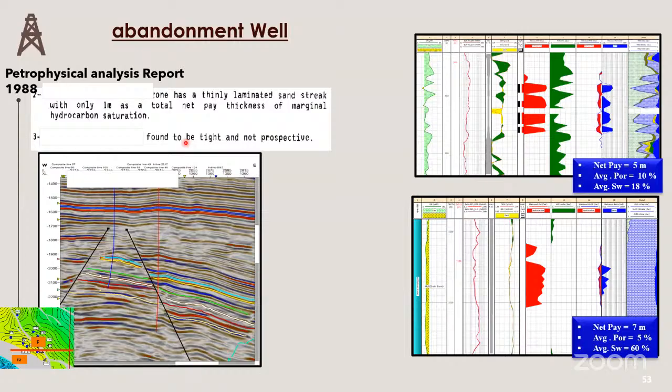But one of the most important things when you are looking back at all the data, and at the logs, as I said, as a geophysicist, you have to know all the aspects. What cutoffs were used in 1988, and what cutoffs are used now? After applying today's cutoffs to this old well, we found the net pay is around 5 meters, not only 1 meter. And the zone called tight, we find it prospective and not tight.